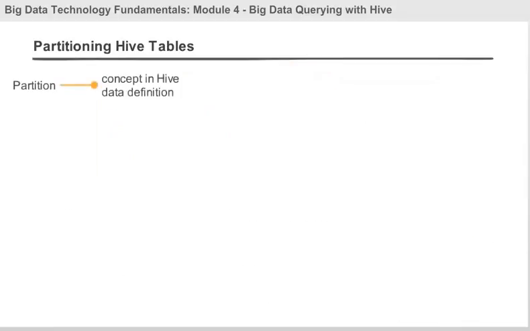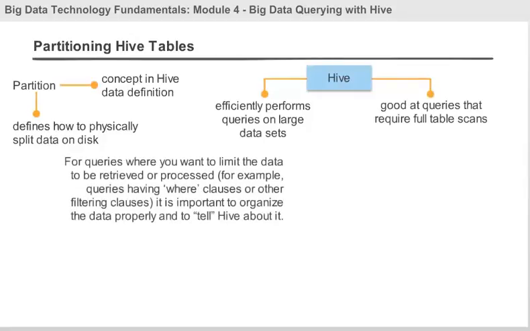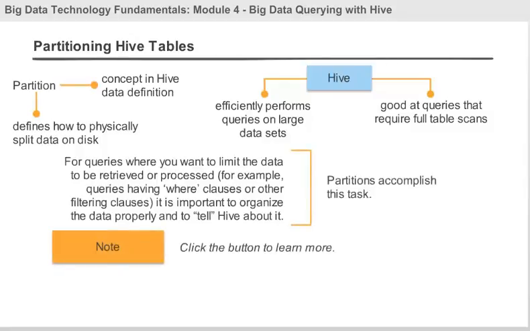Within a Hive table, a partition defines how to physically split the data on the disk. Hive efficiently performs queries on large data sets and is very good at queries that require full table scans. For queries where you want to limit the data to be retrieved or processed, for example queries having where clauses or other filtering clauses, it is important to organize the data properly and to tell Hive about it. Partitions accomplish this task. Click the button to learn more.